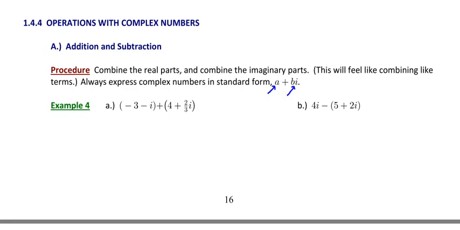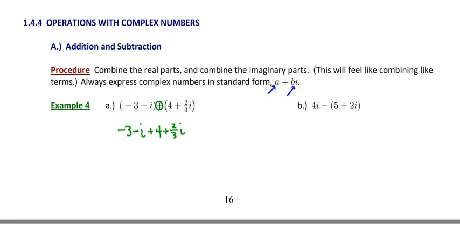Let's look at example 4a. We have the complex number negative 3 minus i plus the complex number 4 plus 2/3 i. As we saw with adding polynomials together, if there's a plus in between your terms, the parentheses aren't making much difference. So I'm going to go ahead and drop those on my first step here. We have negative 3 minus i plus 4 plus 2/3 i.